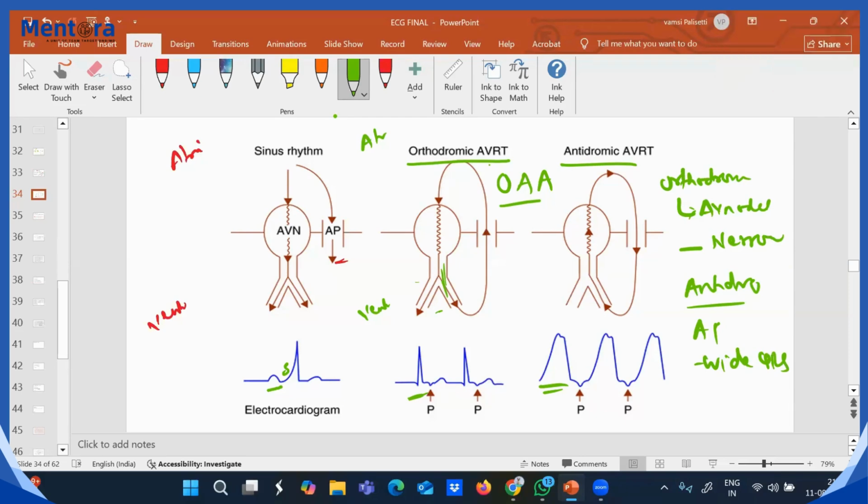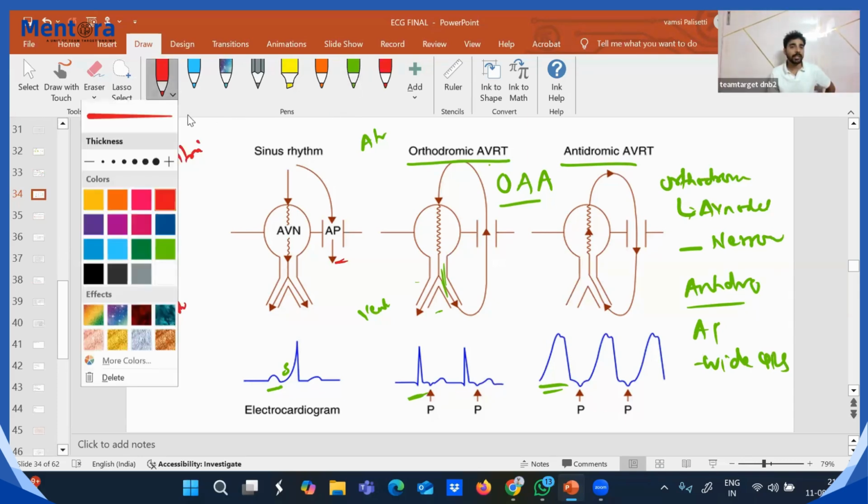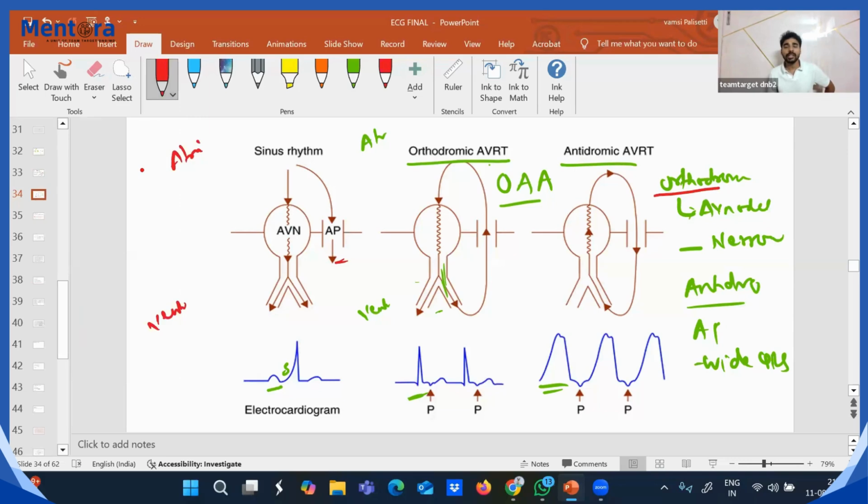Right. So one important clinical point I will say here, very important. Orthodromic travels via the AV node, so it's a narrow complex. It looks exactly similar to AVNRT: narrow complex, regular, no P waves. Antidromic, because it's going through the accessory pathway, you have a wide QRS. It looks exactly like VT, because wide QRS complex, regular, no P waves, you will think VT. Clear?